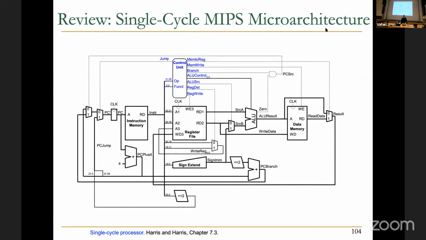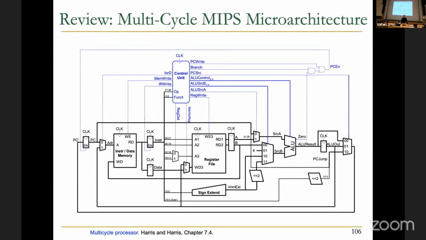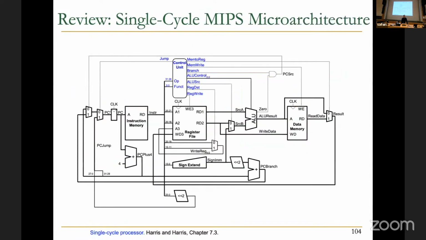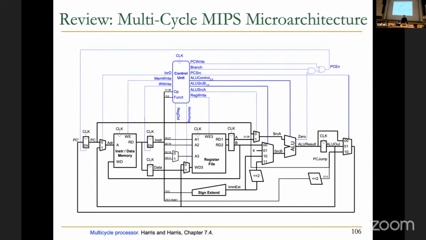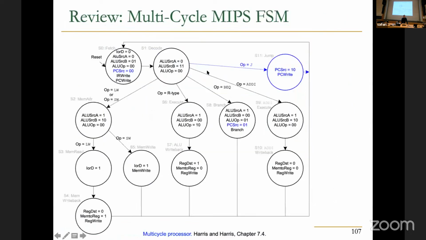So remember that this was our single cycle MIPS microarchitecture. It looked like this. This is the state machine. And this is our multi-cycle MIPS microarchitecture. It kind of looks similar, actually, except we added some things, we removed some things. But control signals are fundamentally, let's say, relatively similar. And the major difference is you have a finite state machine orchestrating the execution of an instruction and the sequencing.